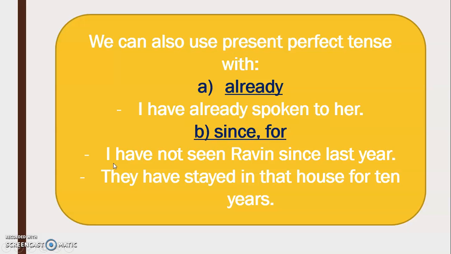Okay, so another one is for since and for. I've not seen Ravin since last year. The word since shows the beginning of something, a beginning of an action, right? While the word for is normally followed by duration. They have stayed in that house for 10 years. So 10 years shows duration, right?